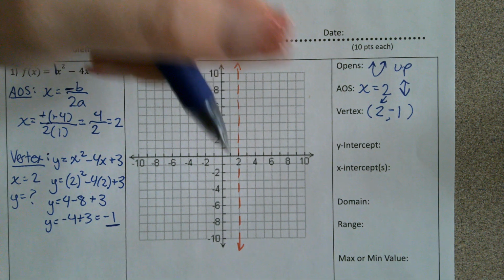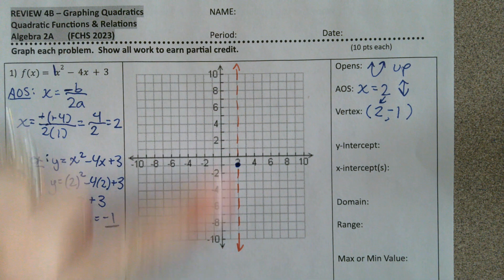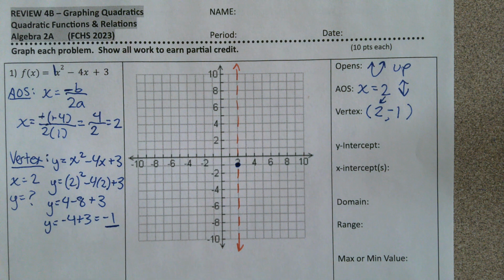And then I'll graph it. 2, negative 1, that puts me here. Make sure your vertex is on the axis of symmetry. If that's not the case, you've made a mistake.